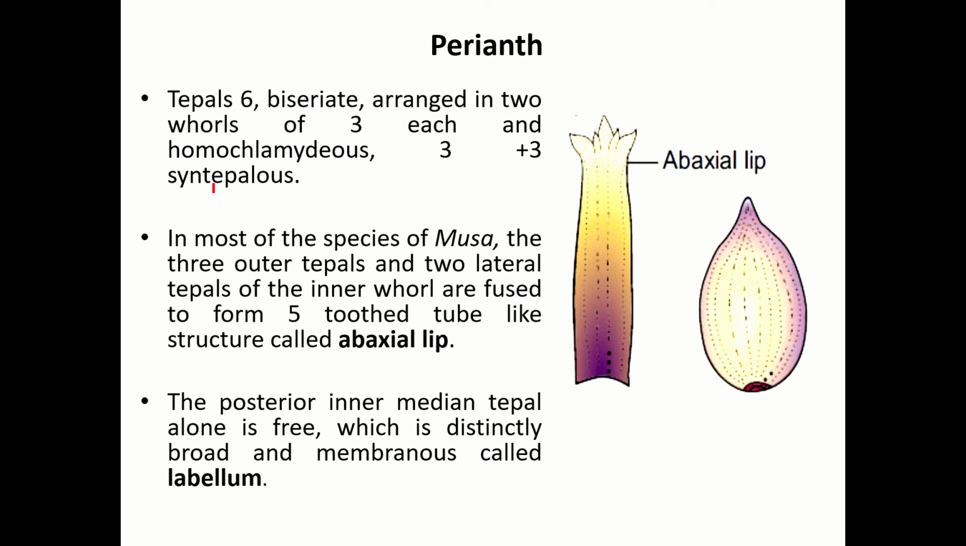Tepals are 6 in number, biseriate, arranged in two whorls of 3 each, and homochlamydeous. The arrangement is 3 plus 3. See, the arrangement is 3 plus 3 and they are syntepalous.